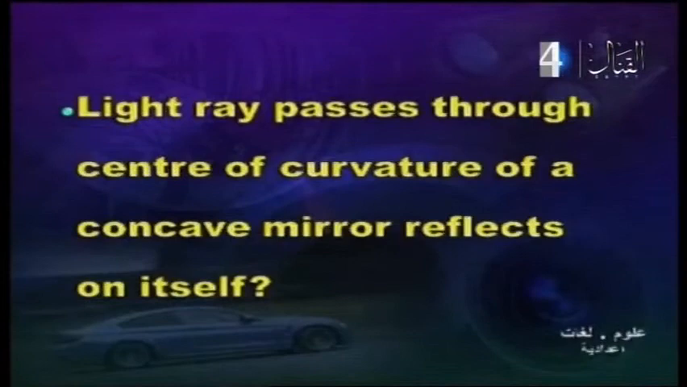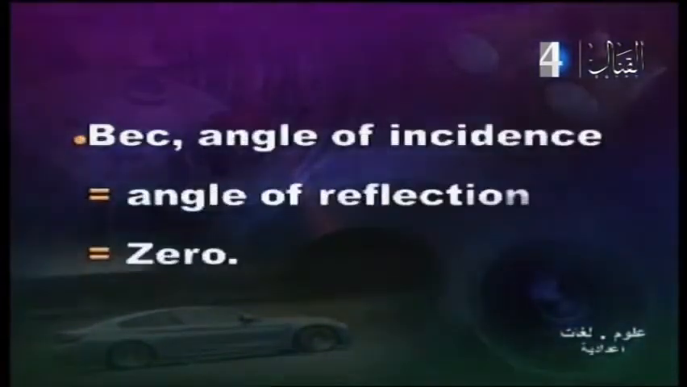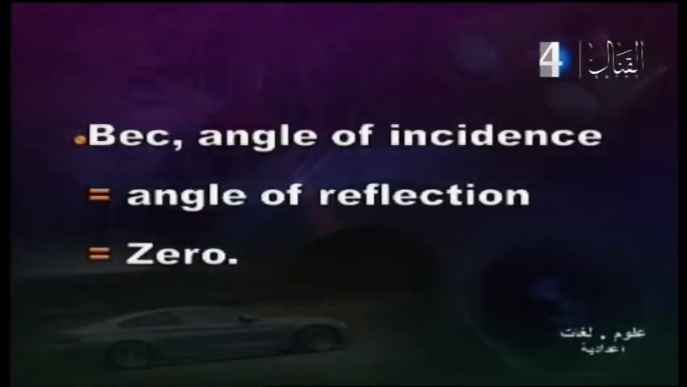A light ray that passes through the center of curvature of a concave mirror reflects on itself. Okay, let's remember, a light ray that falls parallel to the principal axis reflects through the focus. A light ray that falls through the focus reflects parallel, but a light ray that falls through the center of curvature of the mirror reflects on itself. Why? Try to think. Excellent. Because the angle of incidence equals the angle of reflection equals 0.